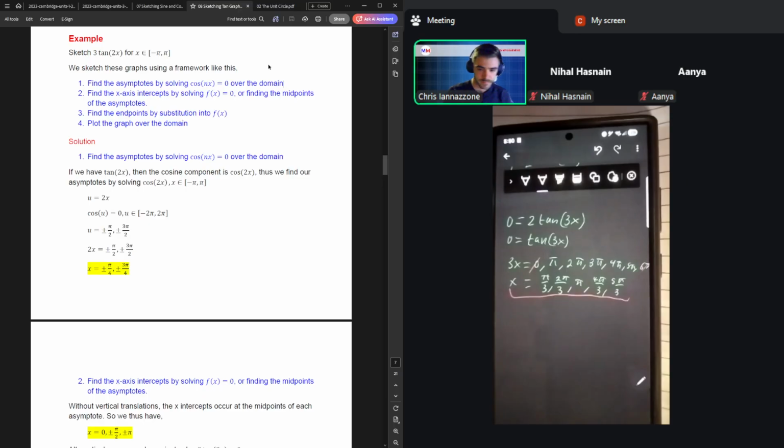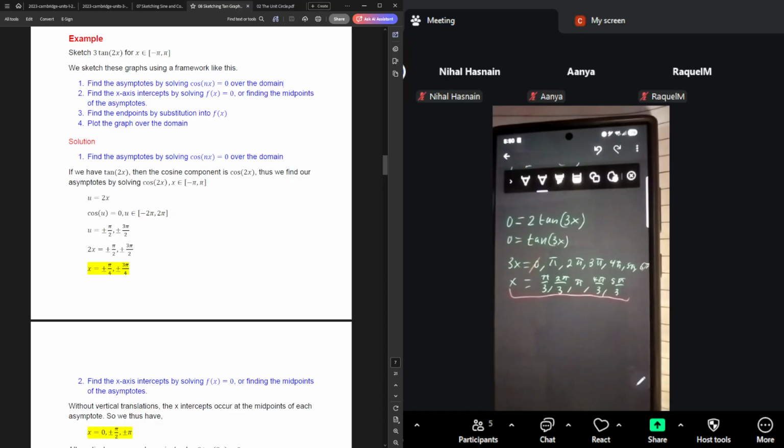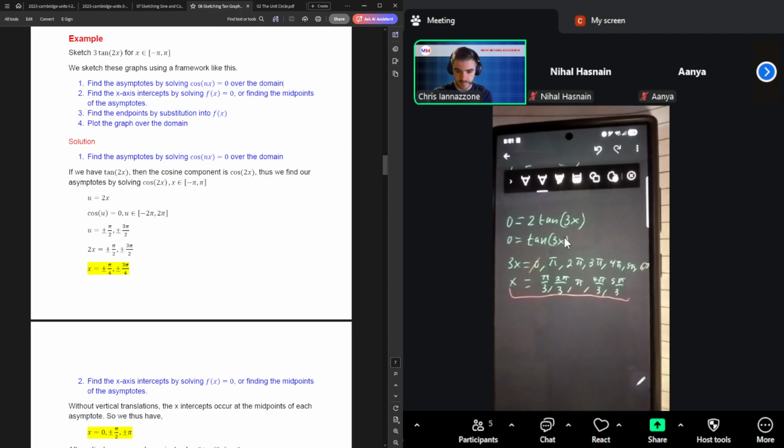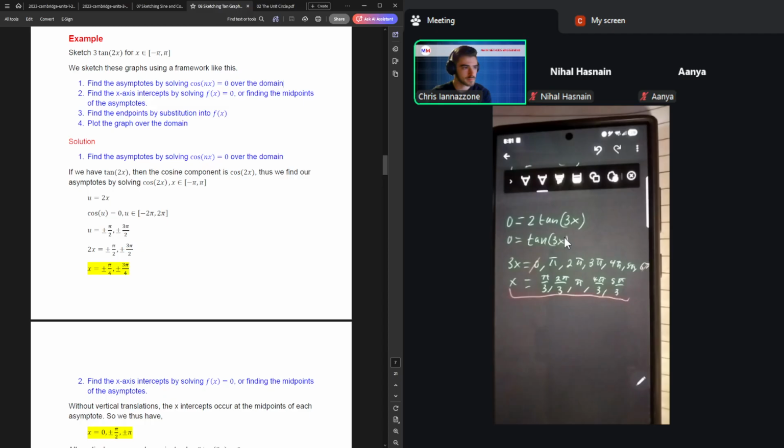What else do I need to get? So far, if we're following the guide that I have, we've done step 2, which is finding our x-intercepts. What else?